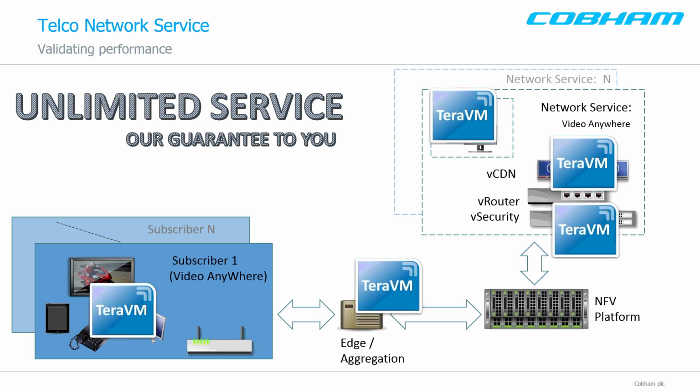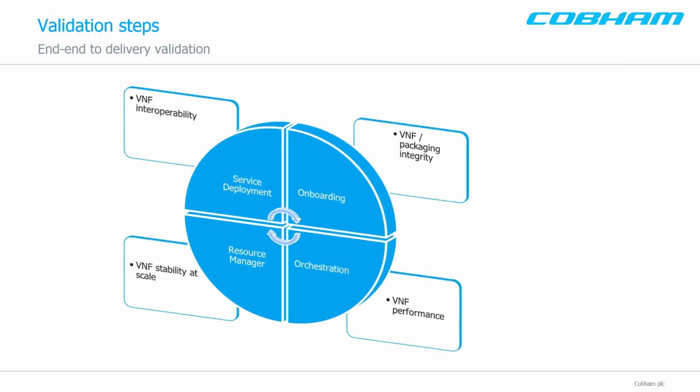TeraVM provides performance validation in a number of areas, from inside the network service right out to the subscriber quality of experience on the edge of the network. As part of an NFV validation methodology, TeraVM provides insight into KPIs, or performance measurements, on onboarding, orchestration, resource management, right out to service deployment, or in other words, how it is operating in a live network.